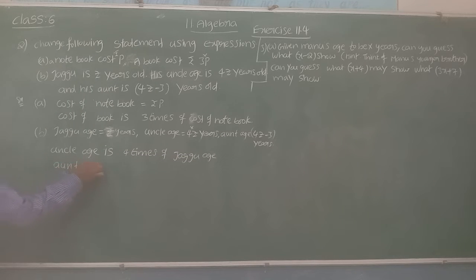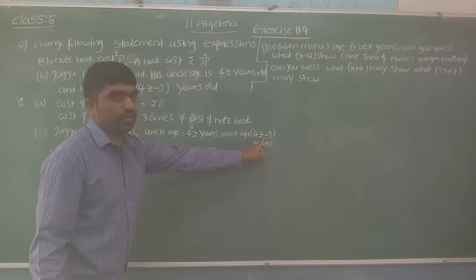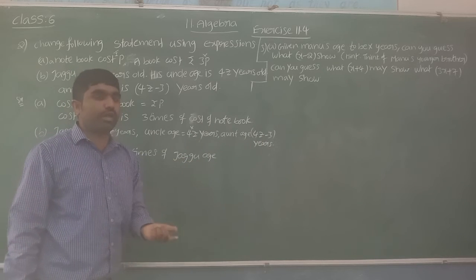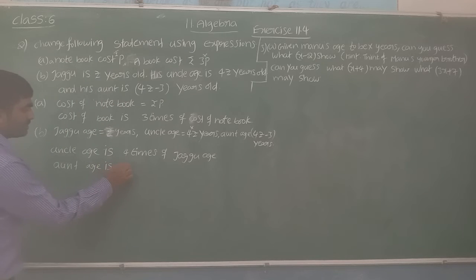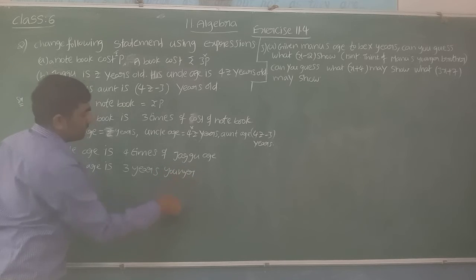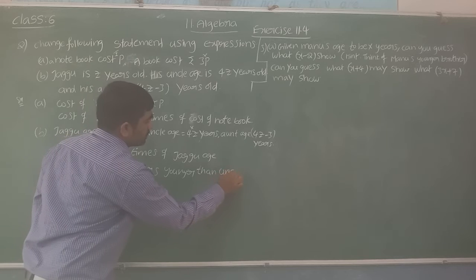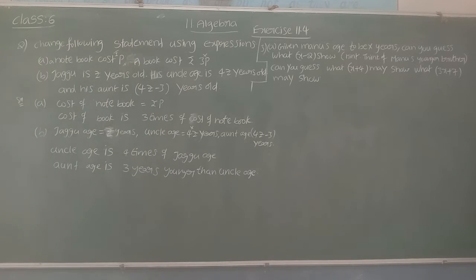So aunt's age is 3 years younger. For age we use the word "younger". Generally, for minus we say "less than", but for age we use the word "younger". So aunt's age is 3 years younger than whom? Uncle's age. Like that, we can write it as a statement.